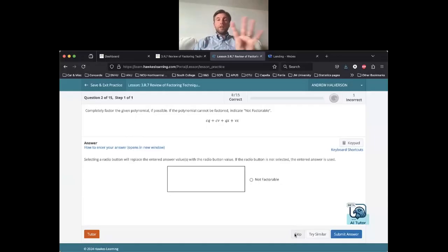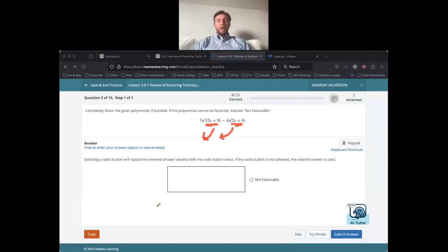Now, this one again, look at the number of terms. There are 4 terms. So that means we're going to look at the grouping method once again. And so I'm going to leave you to that one to do. Here, this one, it's got the common binomial. That's the thing you want to pull out.